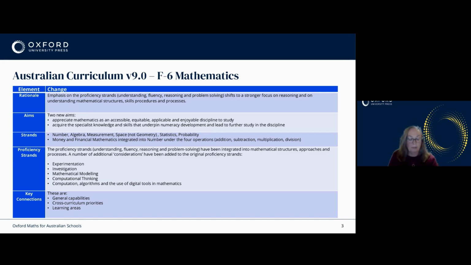They're not separate. So Oxford Maths for Australian Schools supports many aspects of the new AC version 9, including making connections, being creative, having a positive attitude to maths, finding fun and enjoyment in maths, as well as comprehensively covering the content and the curriculum outcomes.